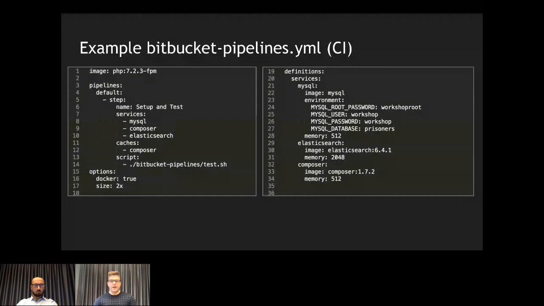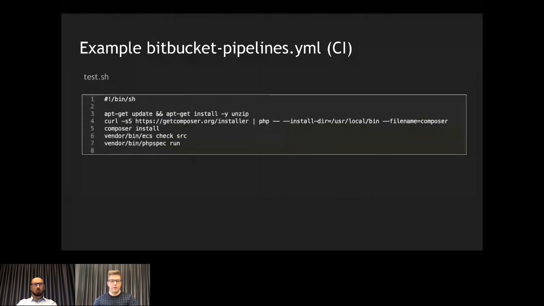And then we are defining configuration for our services. We are setting environment variables for MySQL. We're defining the password, user, and name of the database. We are also, as you can see, setting the memory limit to 512 megabytes. For Elasticsearch, we're defining the maximum memory usage to 2 gigabytes, and for Composer to also half a gigabyte.